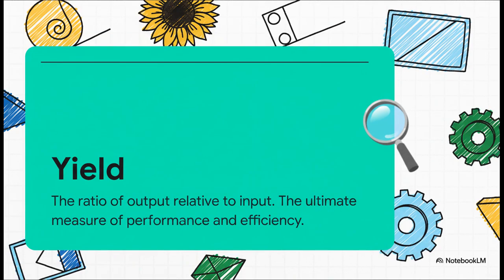Then there's yield. It's such a beautifully simple concept, but with absolutely profound implications. How much crop did you get for the amount of seed you planted? How much profit did you make for the capital you invested? How much computing power do you get for the electricity you use? This basic ratio of output to input is the ultimate measure of performance and efficiency in almost every field imaginable.